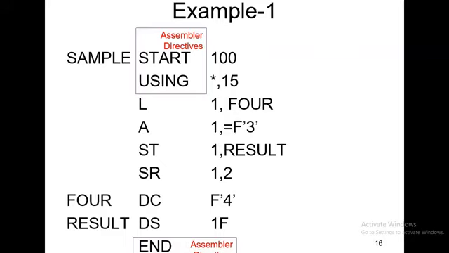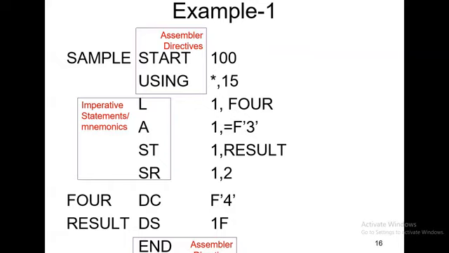What is meant by assembler directives? That means it gives instructions to the assembler: where to start the program, where to end the program, what the assembler has to do. This is the same as keywords which are used in C language. So from this example we can say that START, USING and END, these three are the assembler directives. After that, second part is what? Imperative statement. This is also known as mnemonics, which are very useful for processing purposes, such as load, add, store. These are nothing but the instructions which the processor has to process. So this is known as imperative statement or mnemonic.